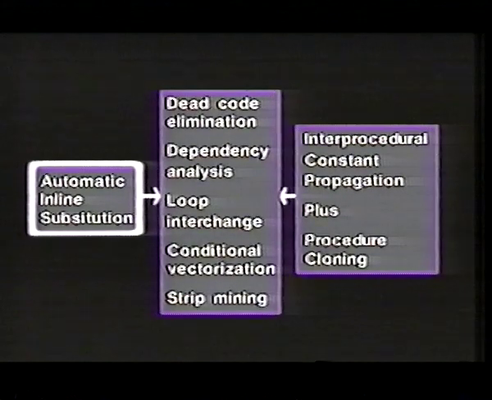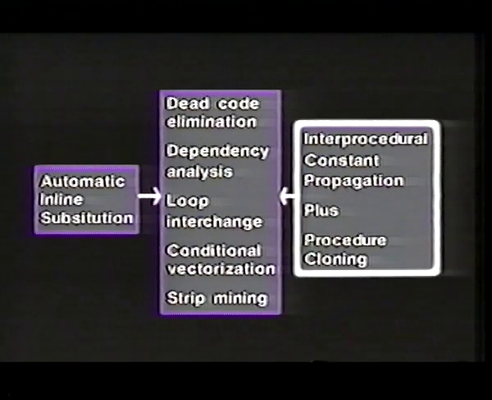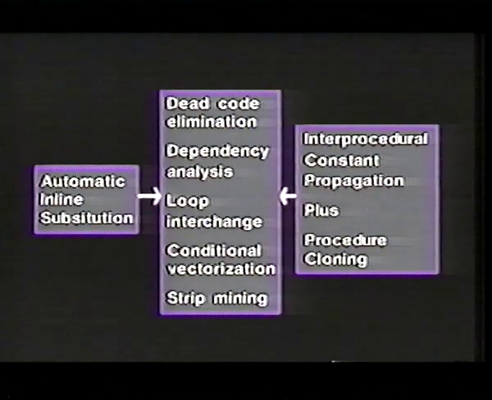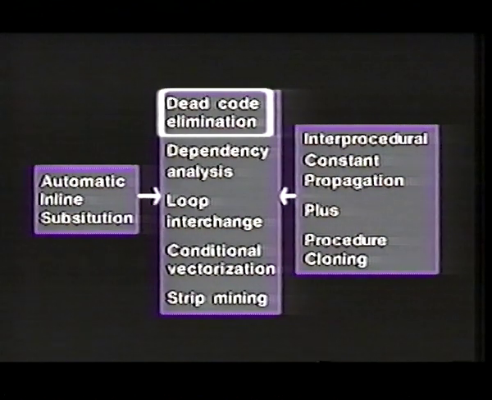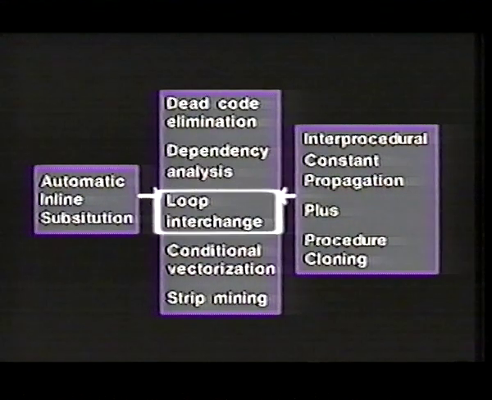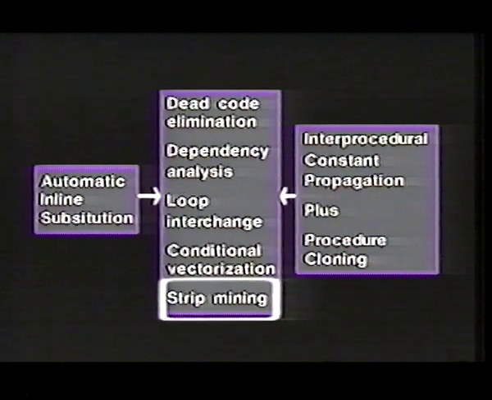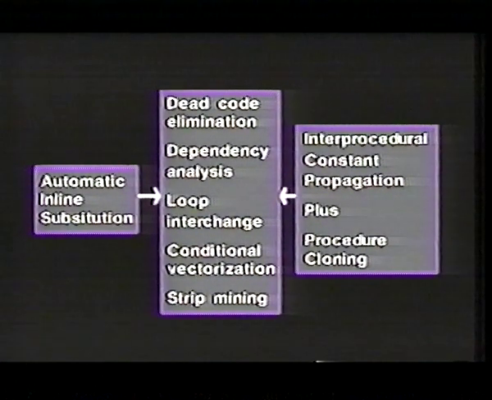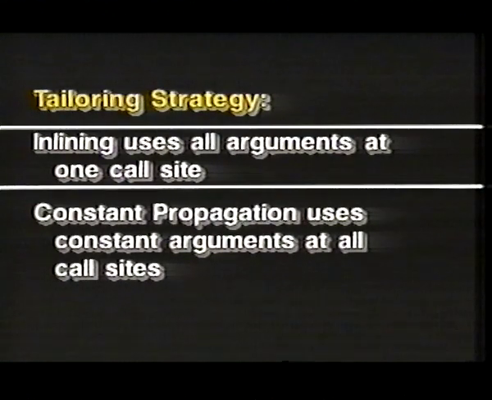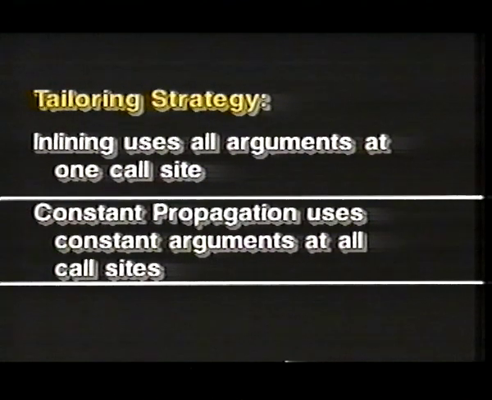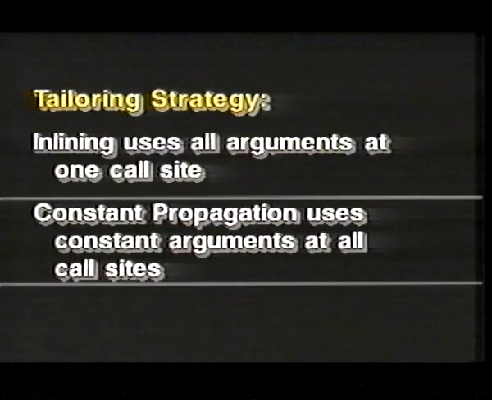Automatic inline substitution and inter-procedural constant propagation plus procedure cloning both address the same optimizations in a complementary manner. They both assist dead code elimination, dependency analysis, loop interchange, conditional vectorization, and vector strip mining. In order to understand the benefits of these two approaches, it's useful to compare and contrast them. Inlining and constant propagation follow different strategies for tailoring procedures to their calls. Inlining uses all the arguments at one call site. Constant propagation uses only the constant arguments at all call sites.